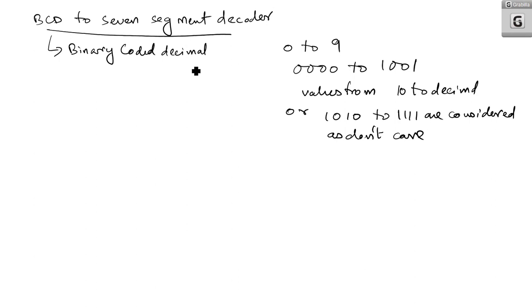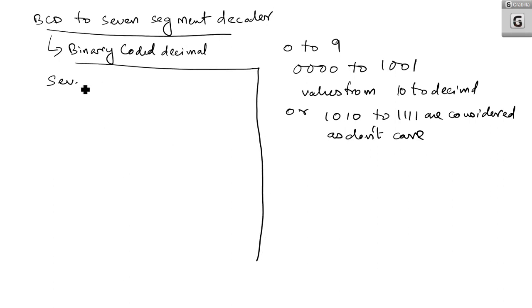So binary coded decimal means the decimal numbers 0 to 9 are coded in binary. The binary equivalent of 0 is 0000 and the binary equivalent of 9 is 1001. Okay, so that is regarding binary coded decimal, the first part.